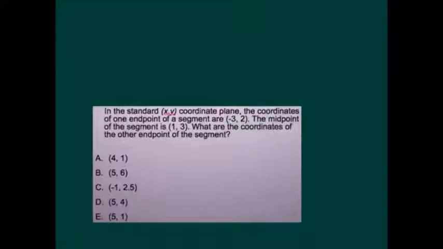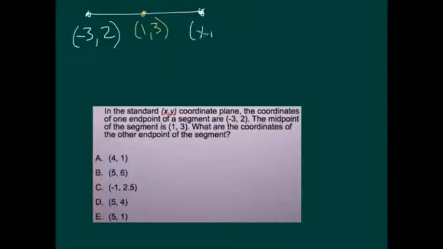This problem still has to do with midpoint, however, it's a little bit different in what the question's asking. Here we're given one endpoint and the midpoint, and we want to find the other endpoint. So we know that the endpoint of one segment is at (-3, 2), and then we know the midpoint is (1, 3). And we need to look for our mysterious x and y on the other end.